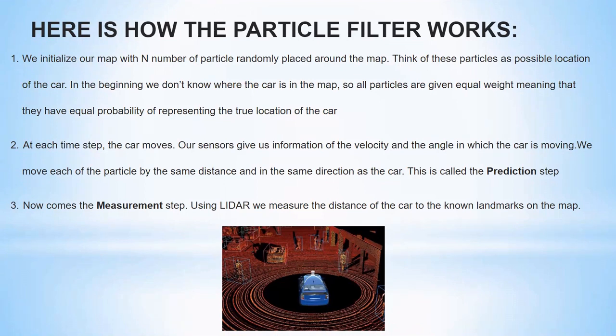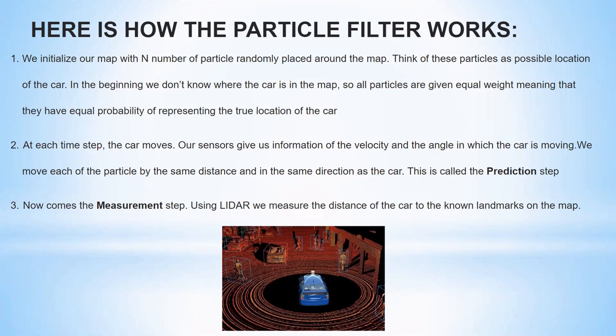Second, at each time step, the car moves. Our sensor gives us information of the velocity and the angle in which the car is moving. We move each of the particles by the same distance and in the same direction as the car. This is called the prediction step.